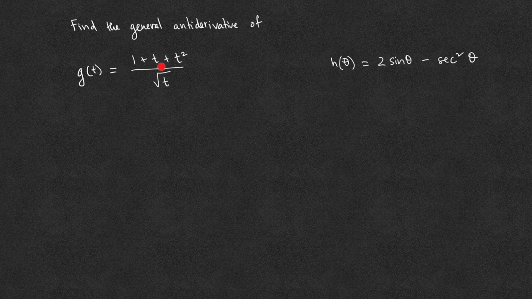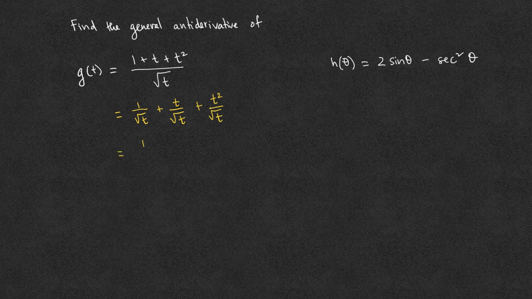We can't find the antiderivative of the numerator and the denominator separately because, again, there is no such rule to find the antiderivative, not yet. And even if we do that, we won't end up with the correct answer. So it is best to rewrite this function. The common denominator is the square root of t, so this is 1 over the square root of t plus t over the square root of t plus t squared over the square root of t.